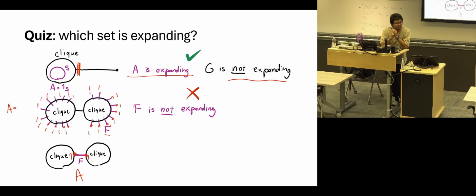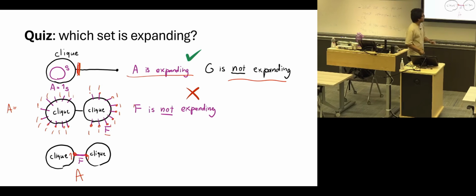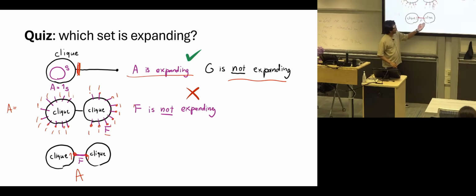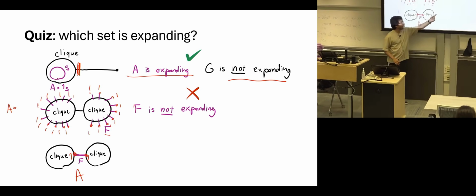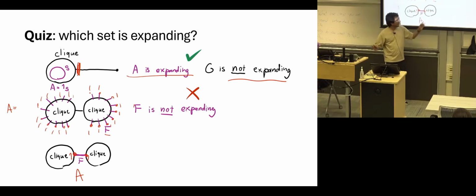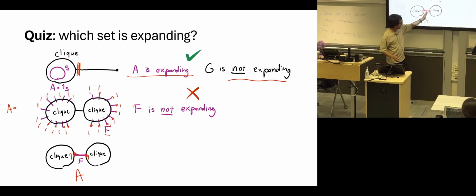It should be expanding because you have capacity 1 on each side, and you're cutting an edge with capacity 1. Yeah, it's 1. So we don't cut through the clique, but we can cut through this thing. But the cost of this is 1. Okay, we just need to cut once.